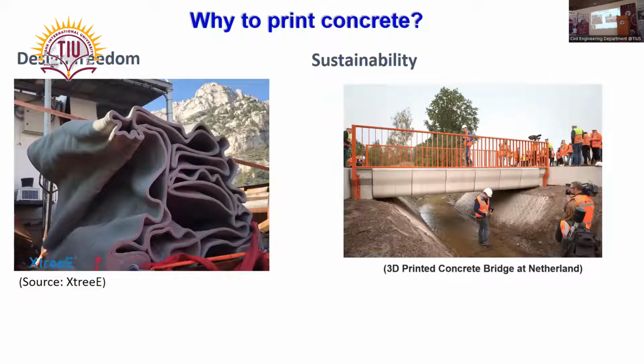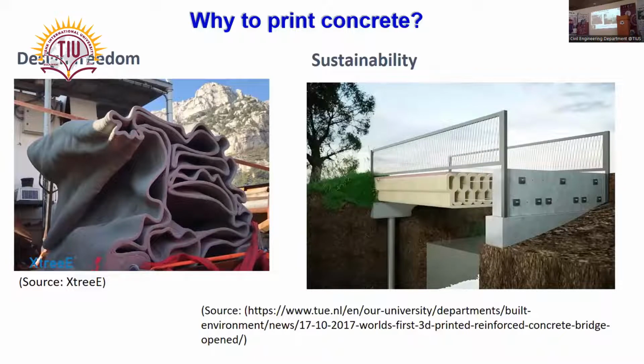In front of you, there is an example of a 3D printed bridge in Netherlands, and surprisingly, if you see the cross section of the bridge, it is not entirely solid. Rather, the topology has been optimized to minimize the concrete use. So it means that now if I have a 3D printer and I want to design some structure, I have an opportunity to optimize the design in such a way that I can use less concrete.